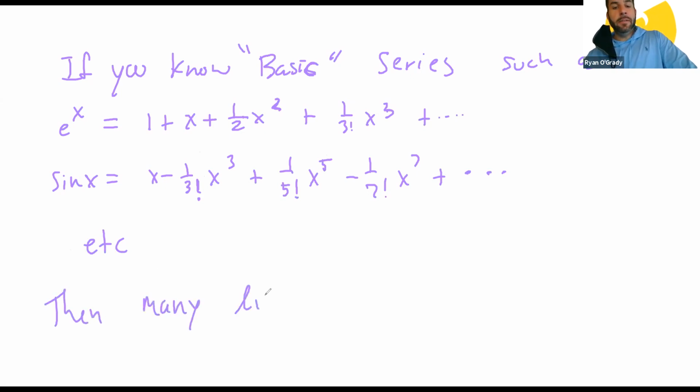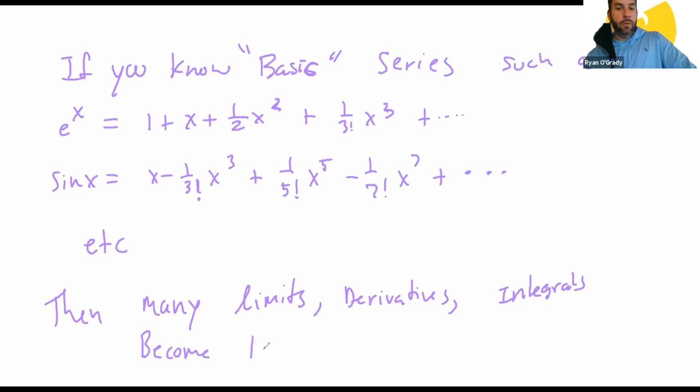Then many limits, derivatives, integrals become trivial. Now, trivial is a bad word, because I don't mean they're easy, but they become sort of less work.